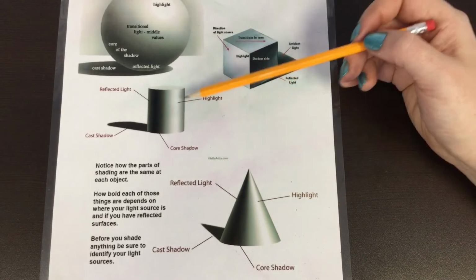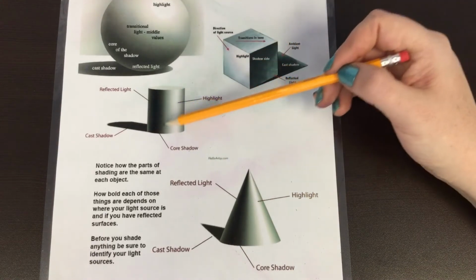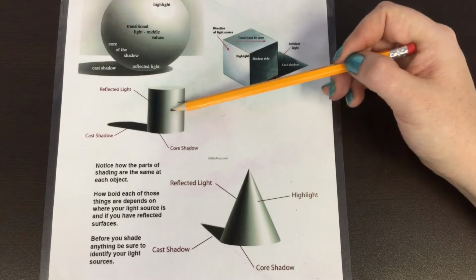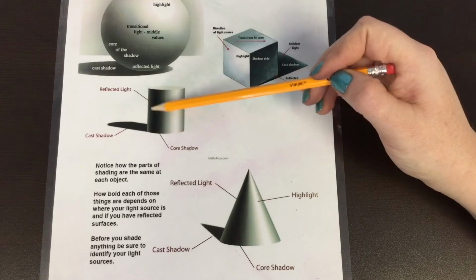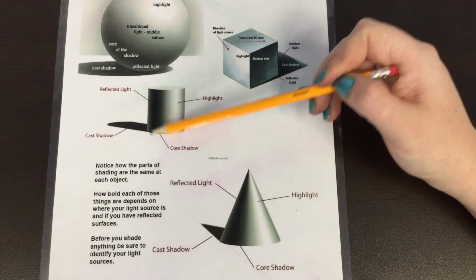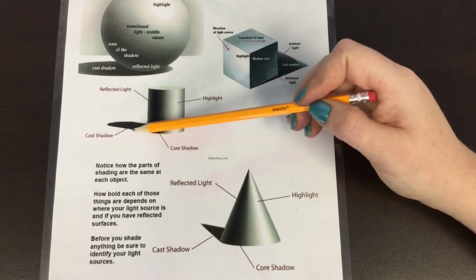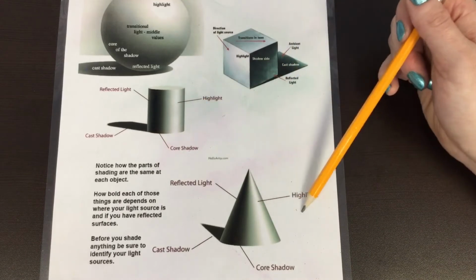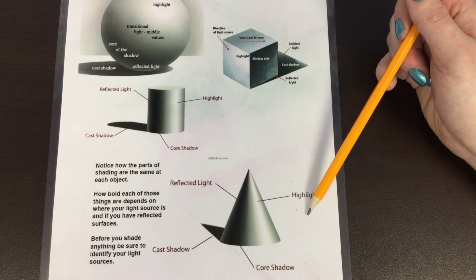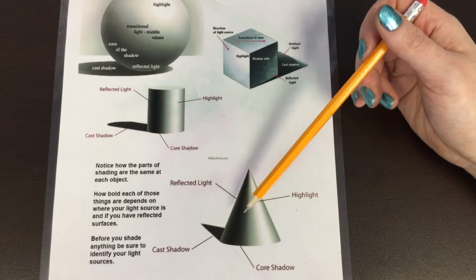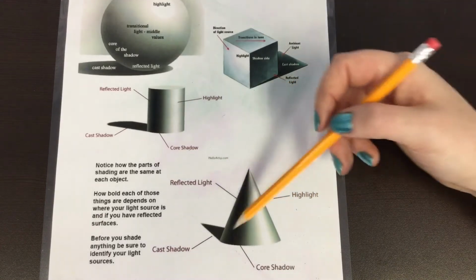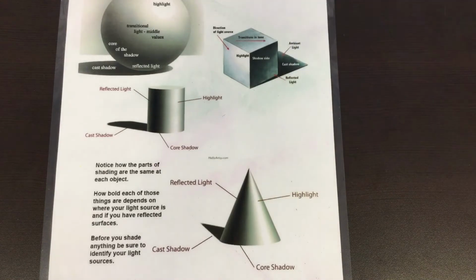So same thing over here. You have your highlight. You have your mid-tone, kind of middle value area here. You have your core shadow, the dark part. You have your reflected light. See the little bit of light showing up there? And then you have your cast shadow. And all of these here, you can trace back your light sources on. It's not too bad. The cone is a little bit different. It's a little tricky sometimes, but you can still find it. It's kind of an inverse thing with a cone.